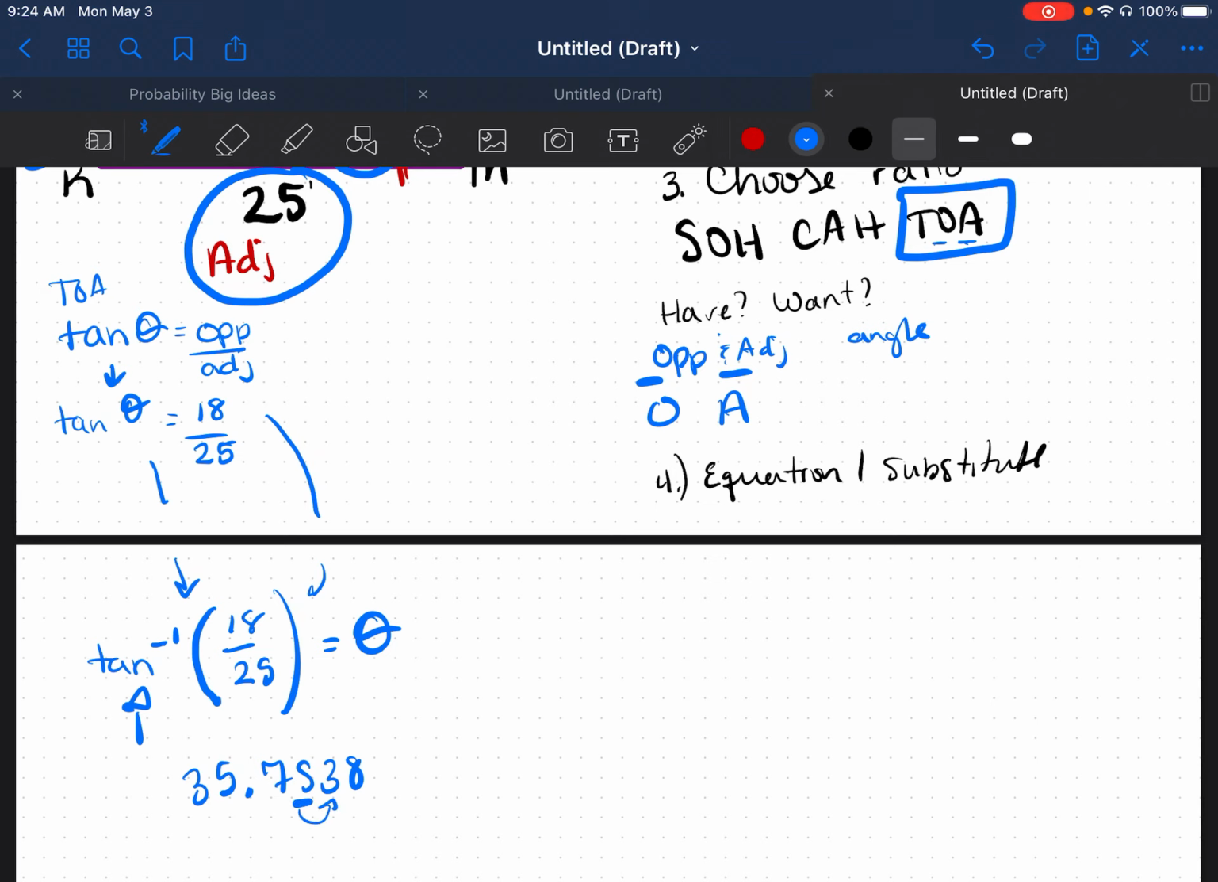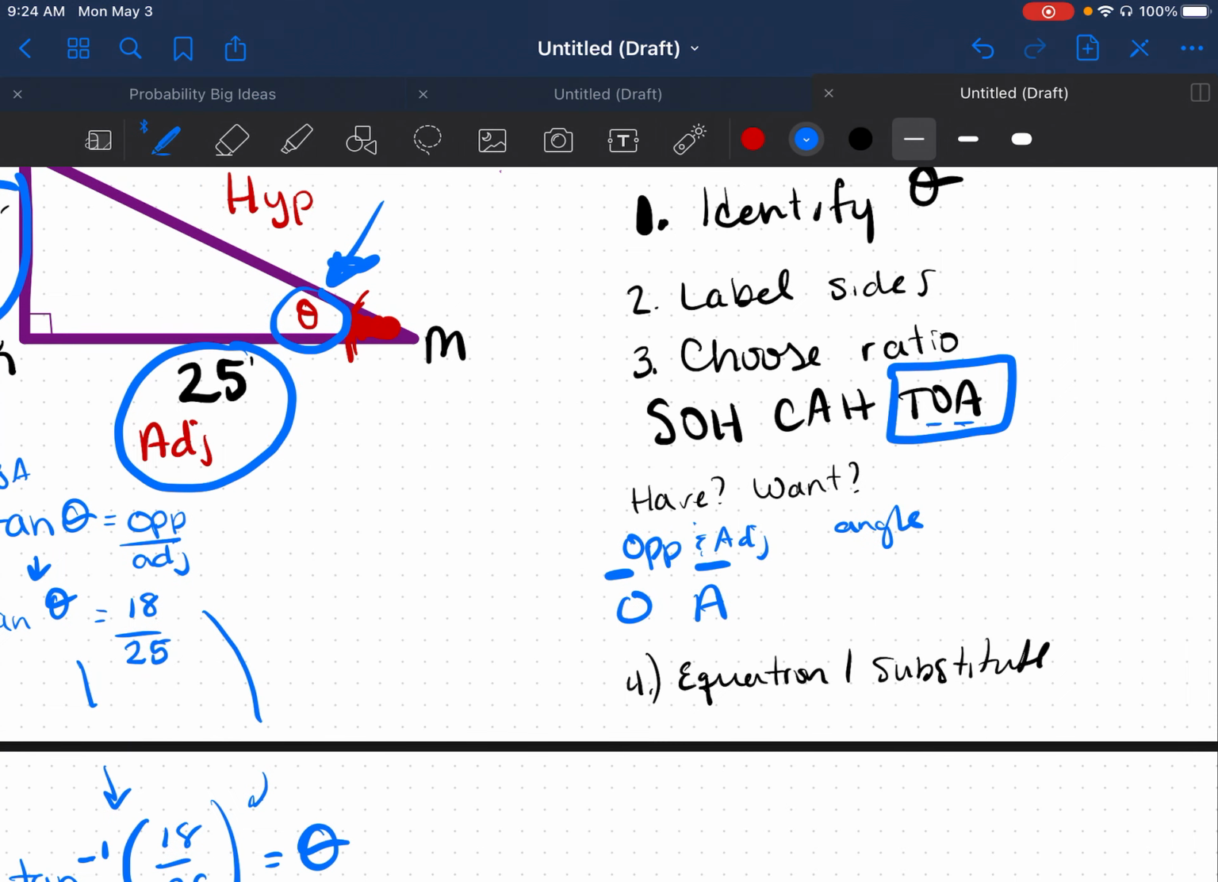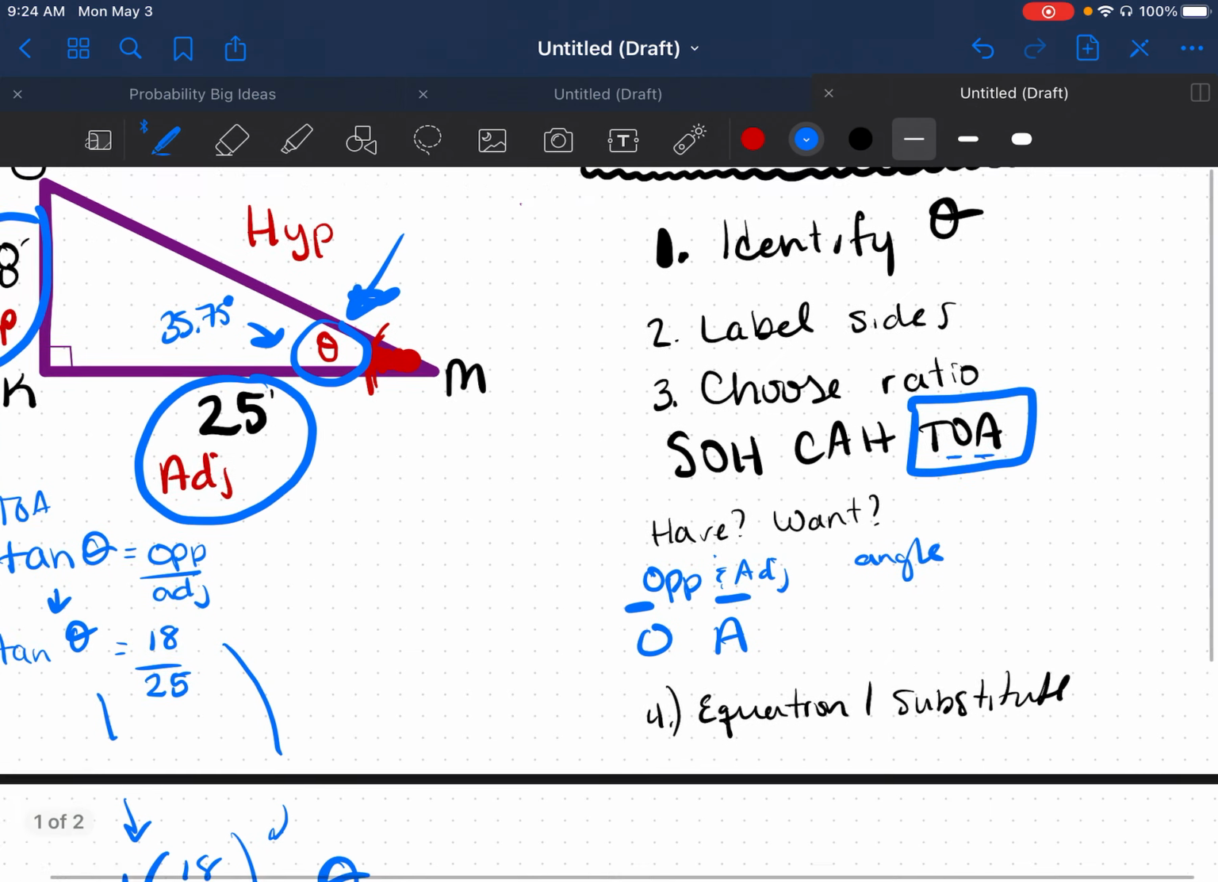So I look here, I see that this is less than 5, so I'm going to round this to 35.75, and then that would be a 0 there. That means that my angle M is 35.75 degrees.